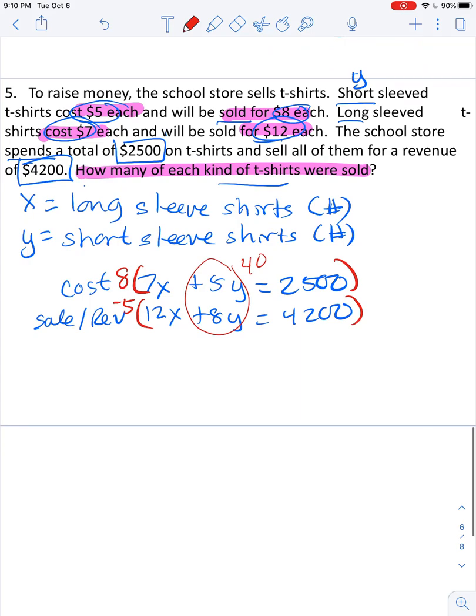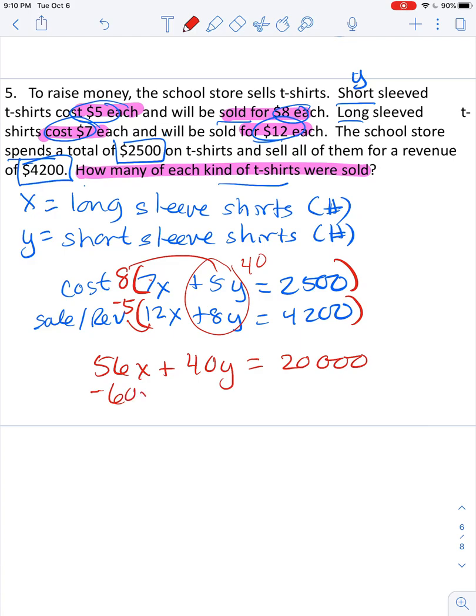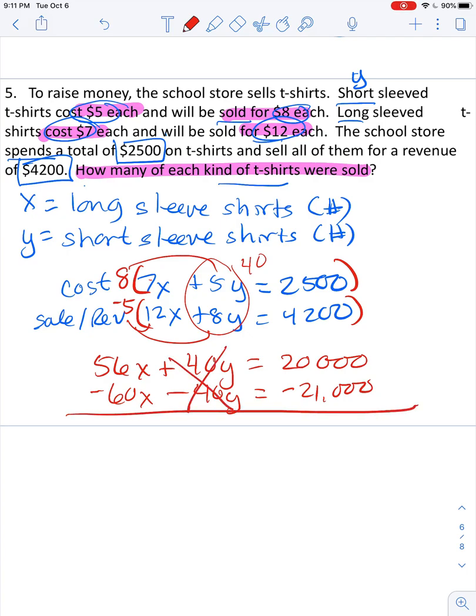So my top row, and of course I'm running out of space here, scoot up a little bit. My top row as I distribute the 8 is going to become 56x. Then here I'll get a 40Y. And then here I'm going to get myself a big fat 20,000, which I totally did before, not in my head, so don't be impressed. In the bottom row, when I distribute that, I'll be looking at -60x. Here I'm going to be looking at my -40Y, which was the entire point. And then when I distribute to that last number, I get a -21,000. So mission accomplished. I eliminated my Ys.